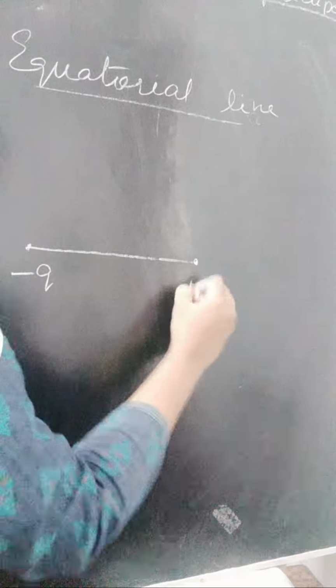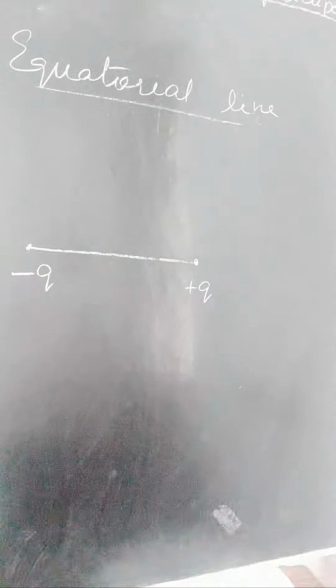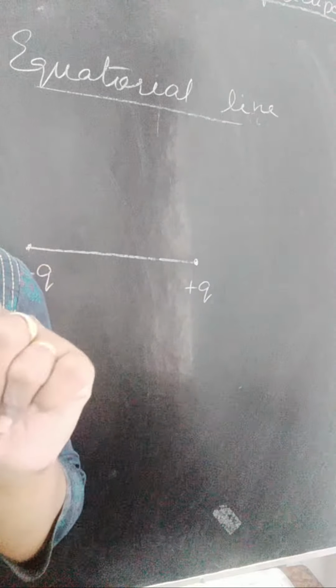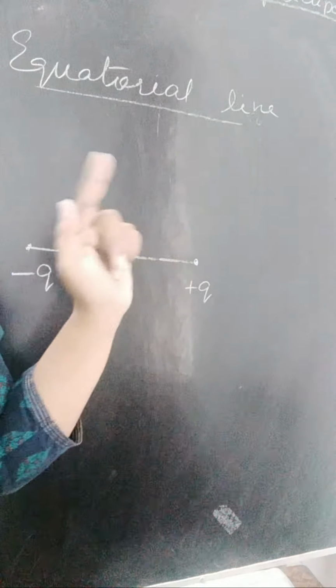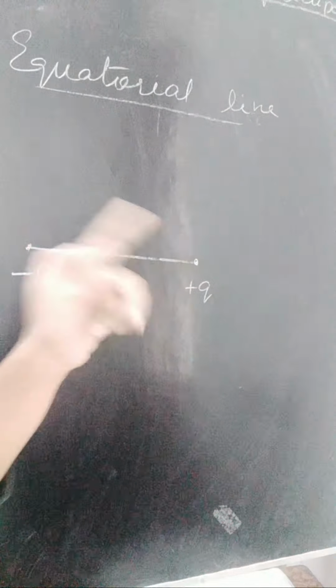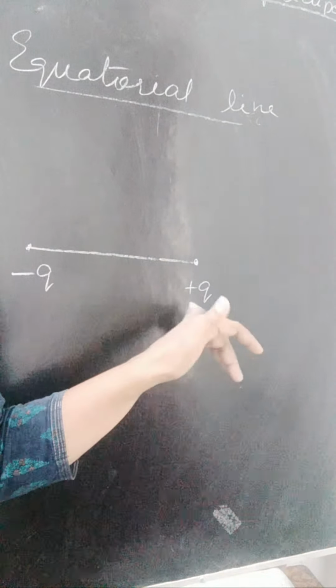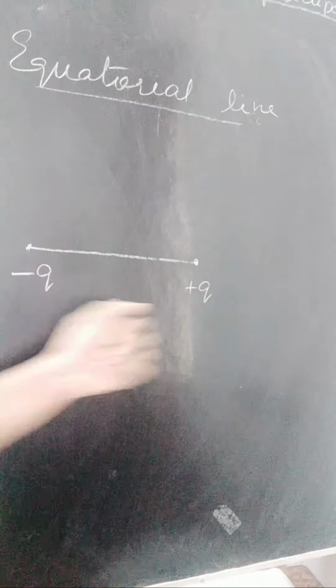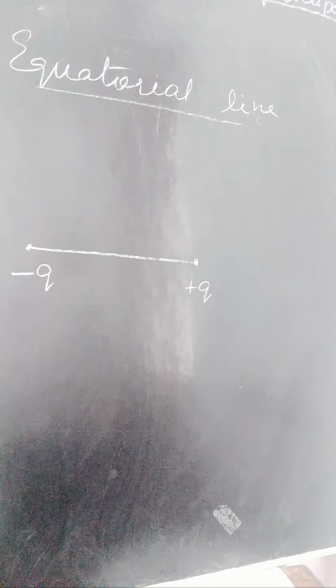Equatorial line or equatorial point. What should we take? We should take a dipole. The dipole has one charge minus q and another plus q. And one more thing, ma'am, we have to mark the dipole moment. The dipole moment will move from minus q to plus q. I forgot to mark it in the previous diagram. In the previous one, mark the dipole moment p vector, which should lie from minus q to plus q. Okay, ma'am? I had missed that in the diagram. Just mark that one. It should move from minus q to plus q. Okay?